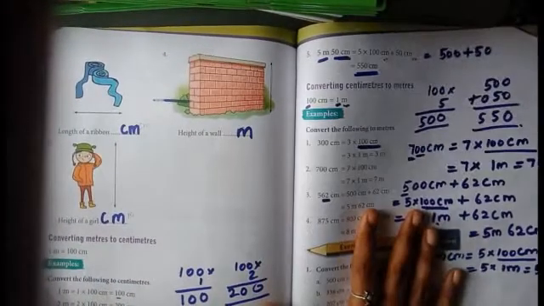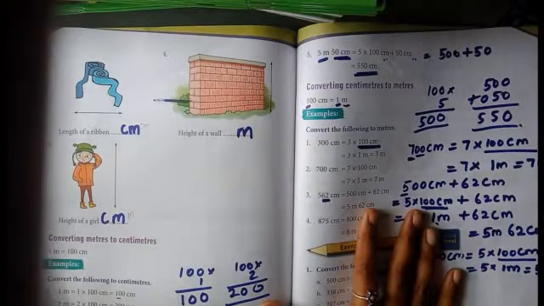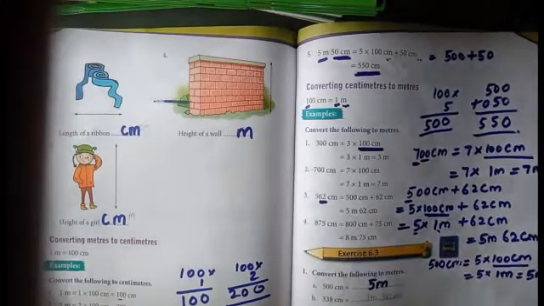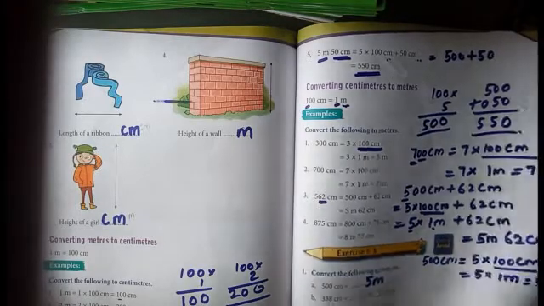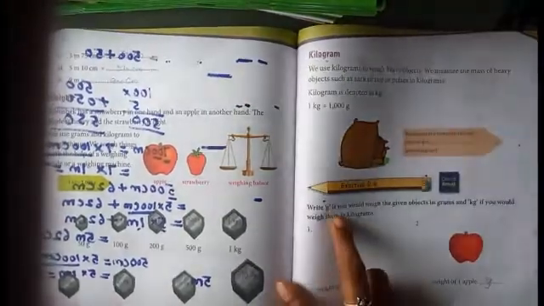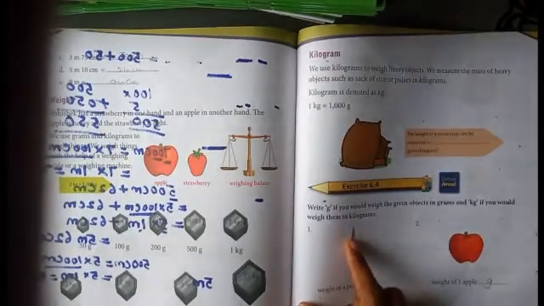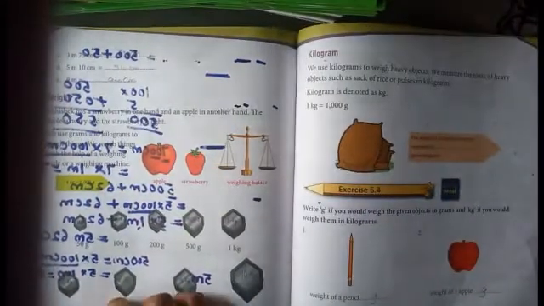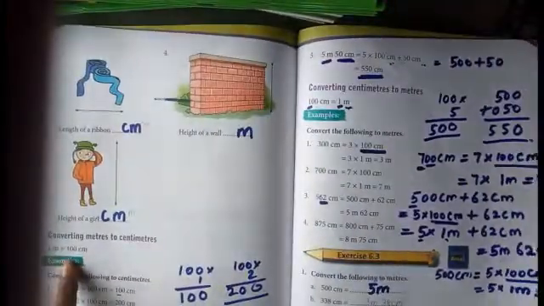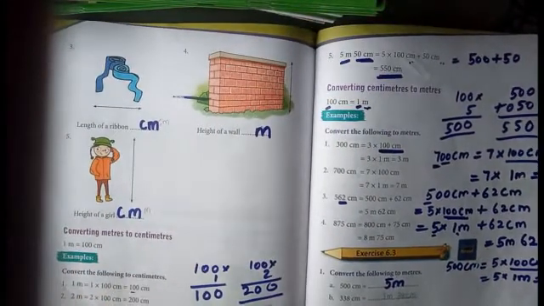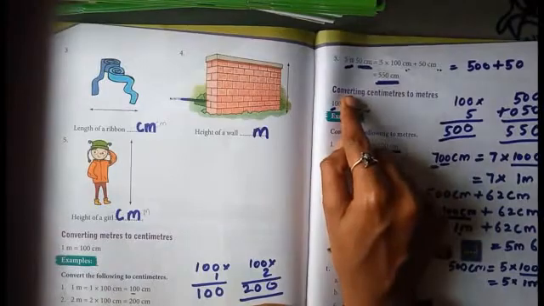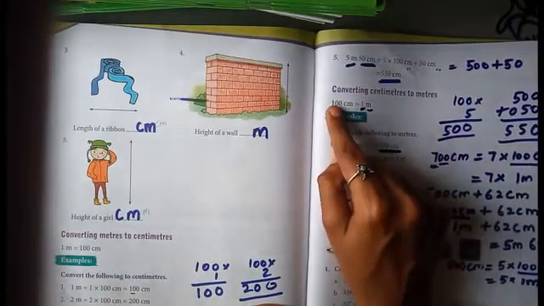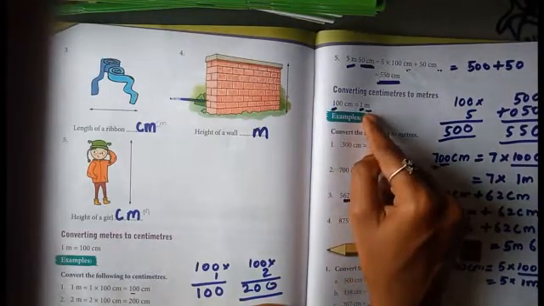If you have any doubt, you have to ask. These are basic things we are learning here. Today we are going to see kilograms. From length, what we studied: 1 meter is equal to 100 centimeters. If you are converting centimeters to meters, we studied 100 centimeters equal to 1 meter.